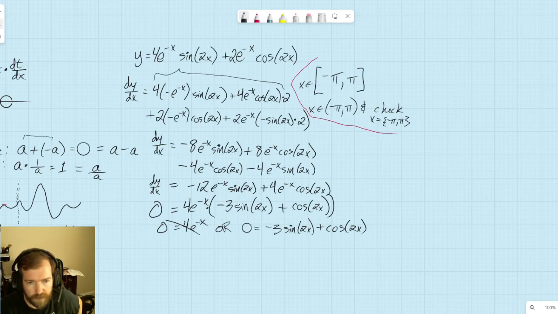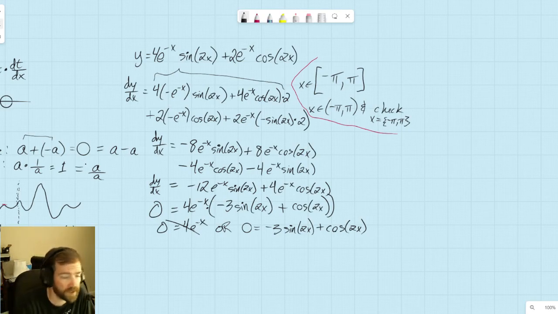Alright, so for this one, we're trying to figure out when the sine ends up being a third as large as the cosine. Or I guess we could do the tangent, so that makes it a little bit easier. We want when tangent of 2x is equal to positive 1/3.